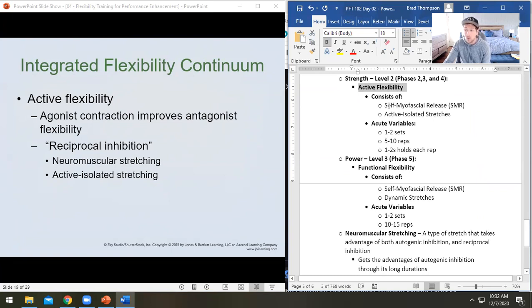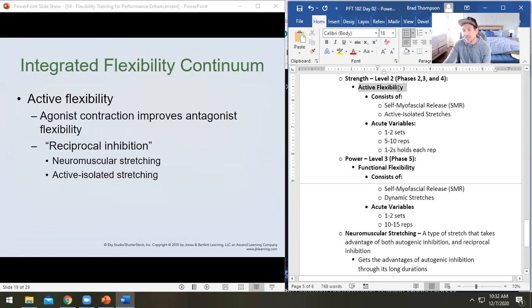So clients in the strength level get active flexibility as a concept. What's in that tool bag? Well, guess what? Foam rolling's in there again. Foam rolling is a great way to break up all that fascia, break up that scar tissue, bust everything up, and get some blood flow to the area. It makes your stretching more effective. So we always foam roll first.